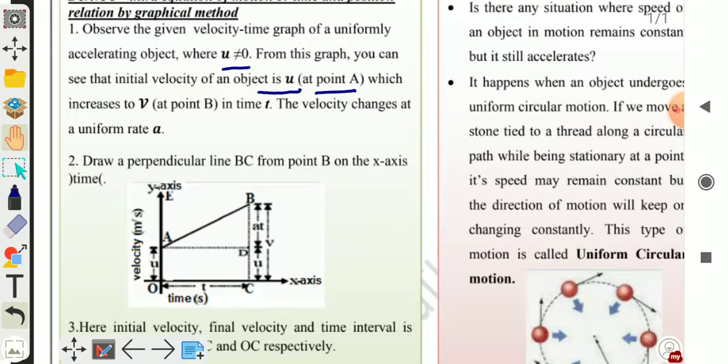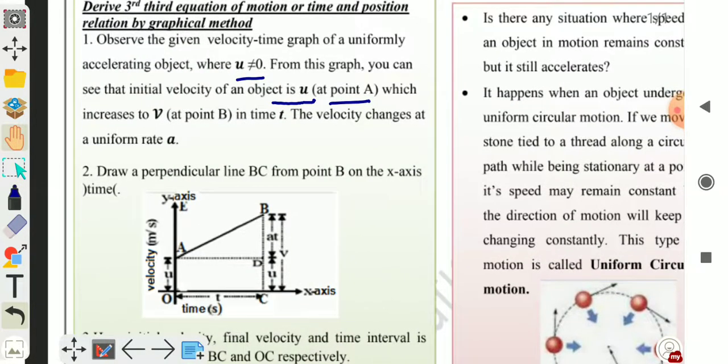So a is acceleration. What is a, children? Acceleration. u is initial velocity, v is final velocity, and the time taken to change this velocity is t. It is denoted by t or OC.